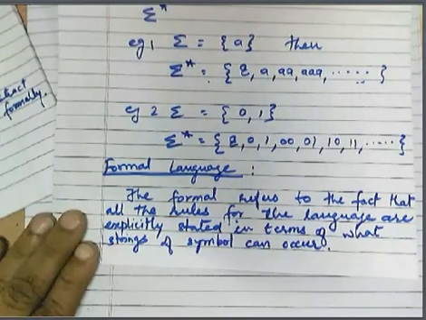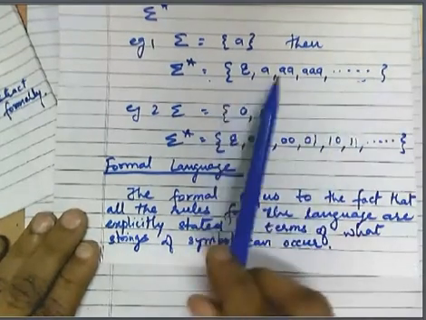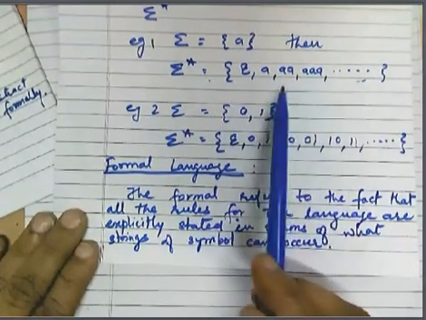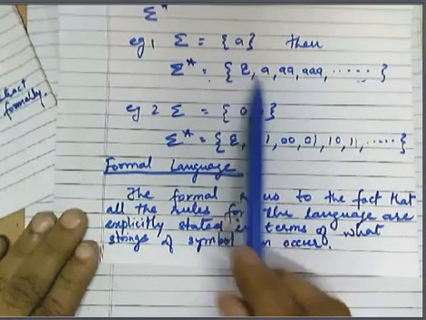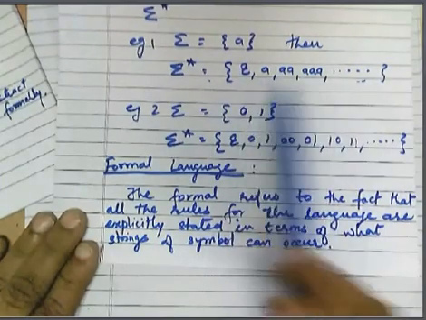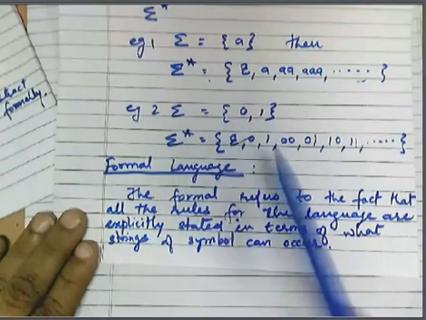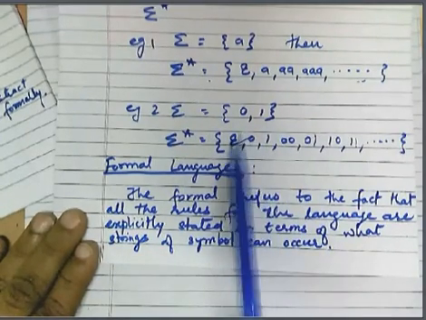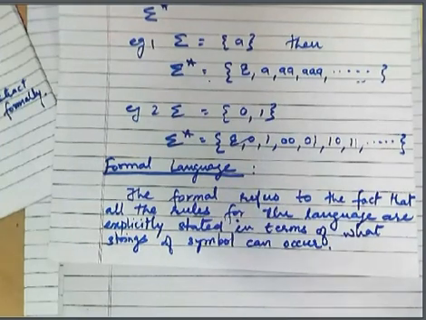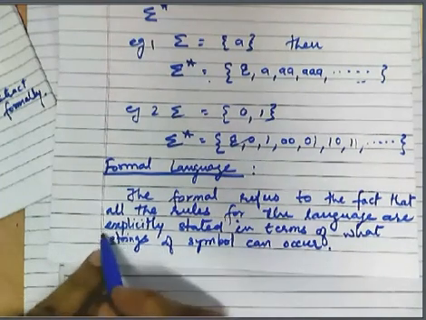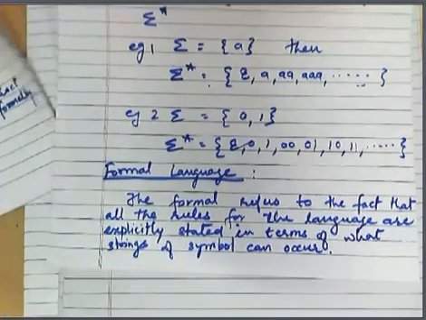For example, here we have defined this language which has the rule that A can occur zero or more number of times. Here it is a language which is again a closure of it, where the combination of 0 and 1 can come in any sequence any number of times. Here the rules are explicitly defined.